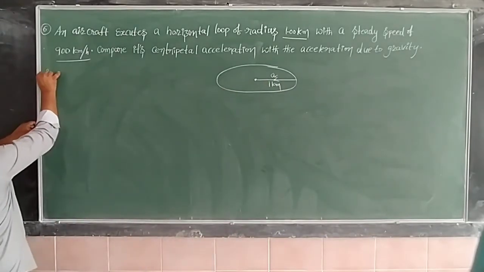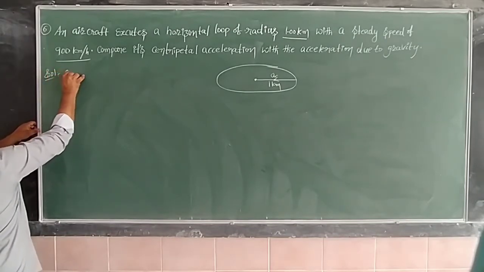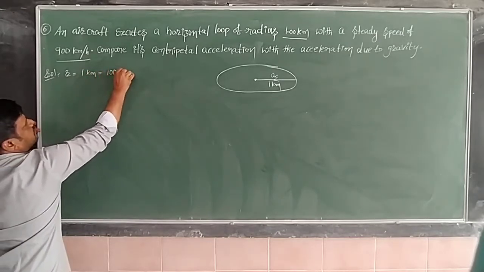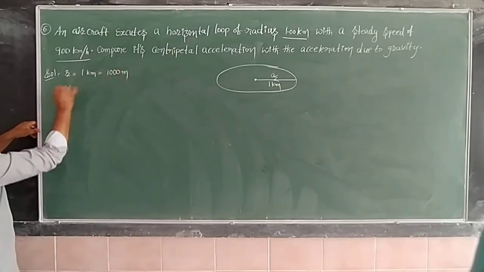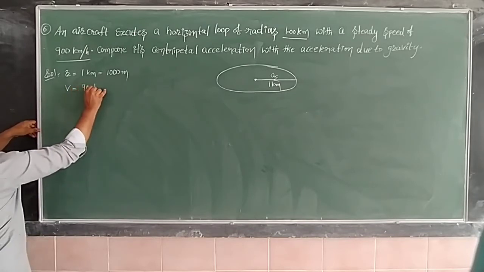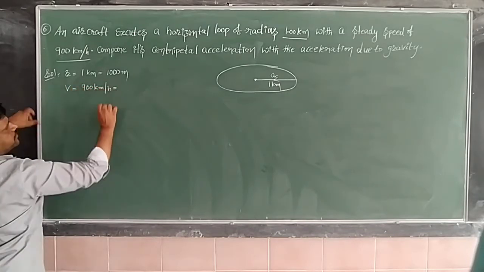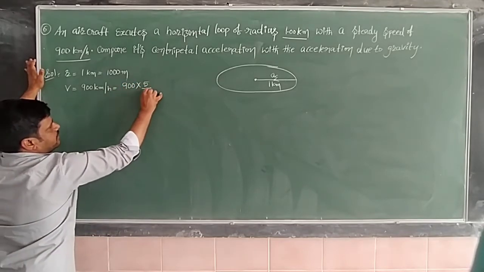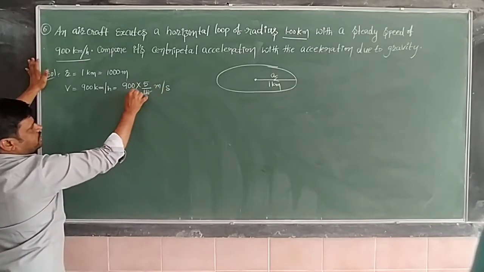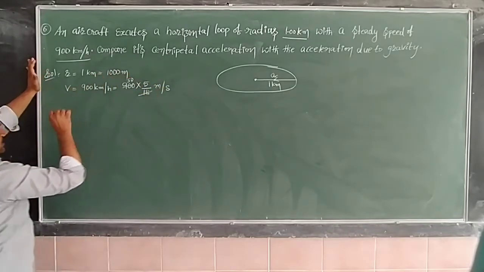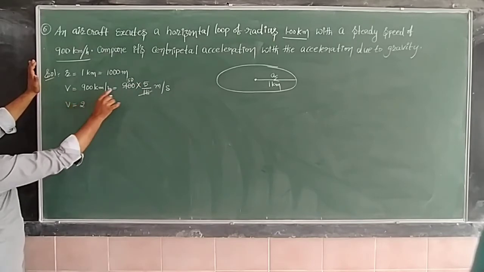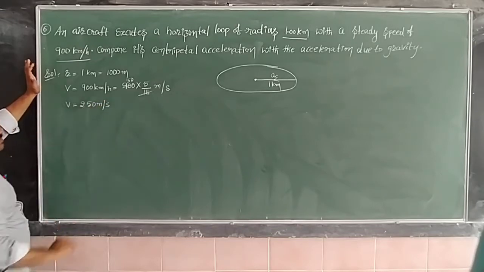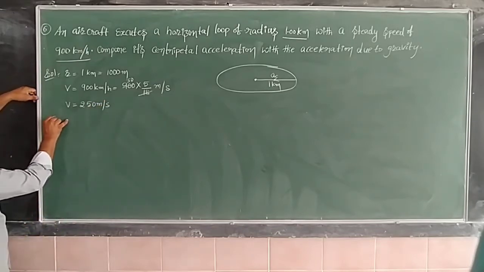First, what is the radius of this circular loop? The radius of the circular loop is 1 kilometer, which equals 1000 meters. The speed of the aircraft is given as 900 kilometers per hour. We just convert it to meters per second: 900 into 5 divided by 18 meters per second. 18 ones are 18, 50 fives are cancelled here, so the speed is 250 meters per second.